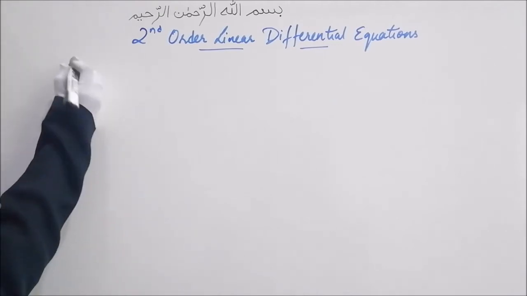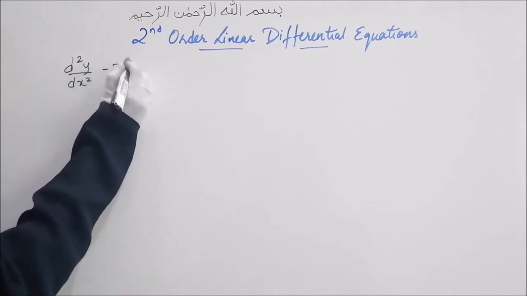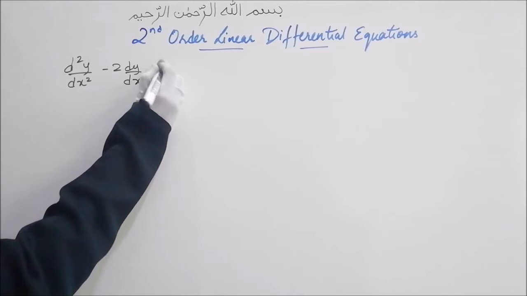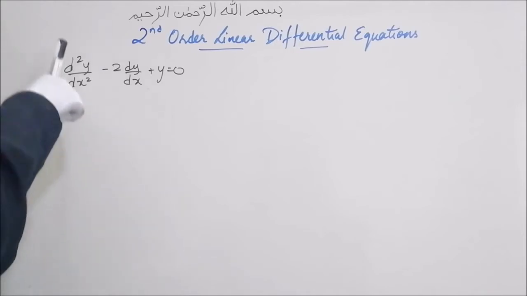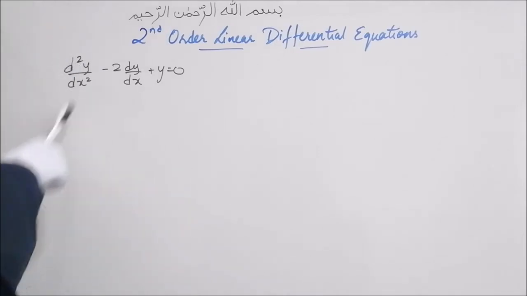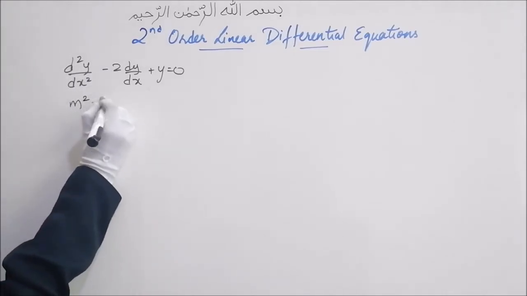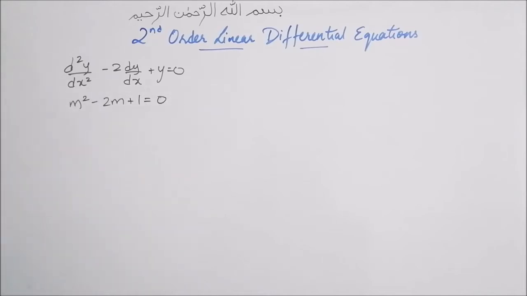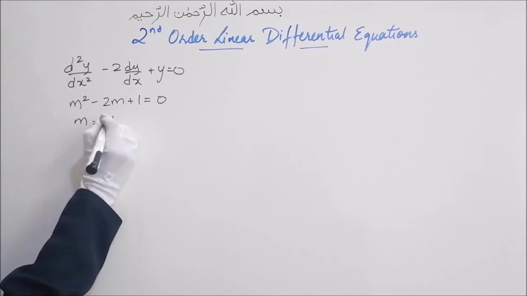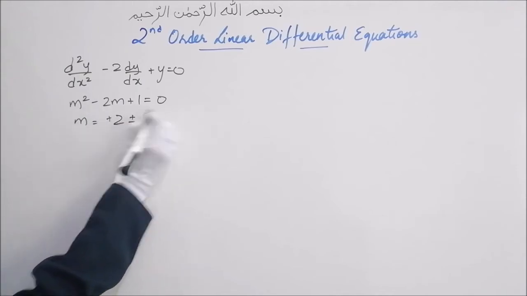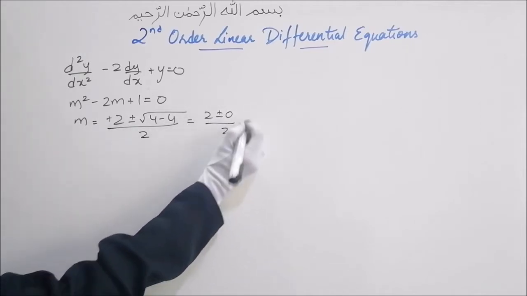Now let's try to find the solution of this equation: d squared y by dx squared minus 2 dy by dx plus y is equal to 0. Since there are no constant terms, this is a homogeneous equation, and the highest derivative is 2, so it is a second order equation. I can write this equation therefore as m squared minus 2m plus 1 equal to 0. Then the solutions of m will be equal to minus b plus minus root of b squared minus 4ac upon 2a. That will be 2 plus minus 0 upon 2.